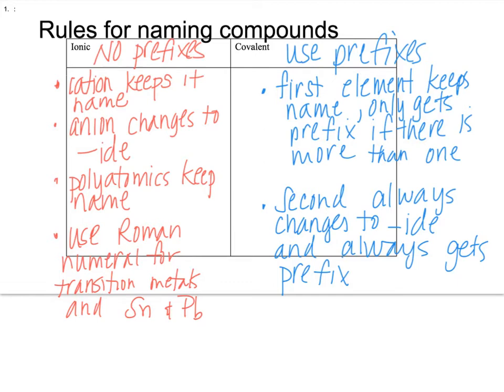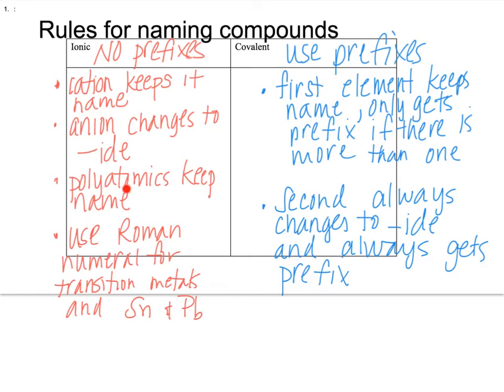Now rules for naming the compounds. So again, we're going to start with ionic. For ionic compounds, remember no prefixes. If it starts with a metal or that pesky little NH4 plus, we do not use prefixes. So the cation always keeps its name. The anion, if it's just an anion, changes to -ide. So chlorine would become chloride. Fluorine would become fluoride.